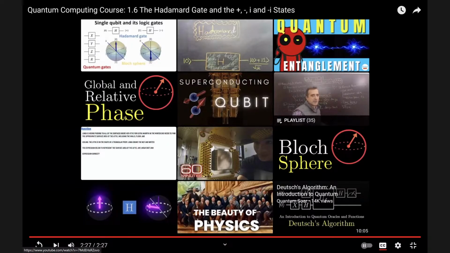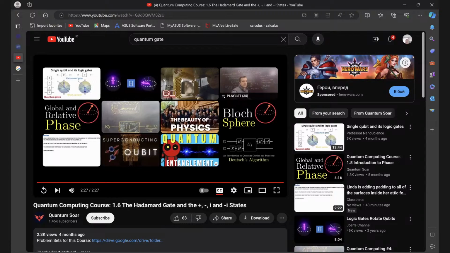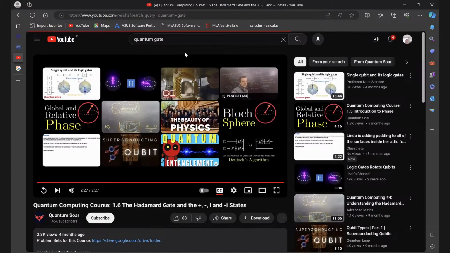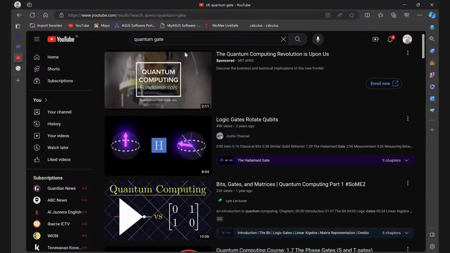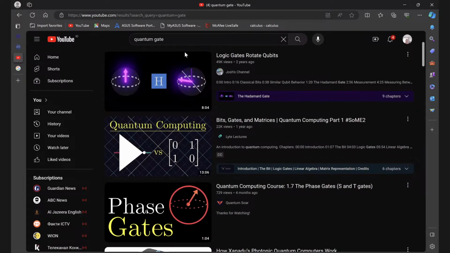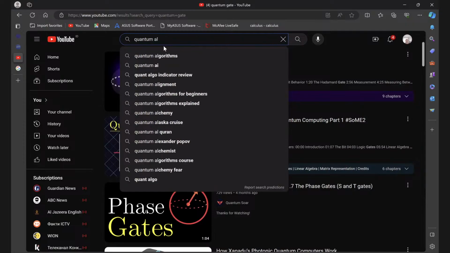That's it. So as you can see, it's a pretty complex mathematics and physics. Those operators are acting on wave function. So minus, plus, i, minus i. Yeah. So quantum gate. Maybe it's better quantum algorithm. There we go.